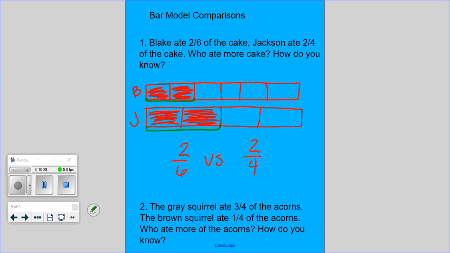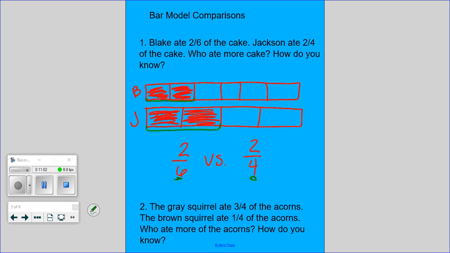Hey, wait. Jackson has smaller numbers. How is it that he ate more cake? 6 is bigger than 4. Maddie, why is that? I thought because 4 is smaller than 6, that would be smaller. Well, it's because when you have a bigger number, you have to split it up into smaller pieces for it to be eaten. Awesome. A little louder for the friends in the back, Maddie.